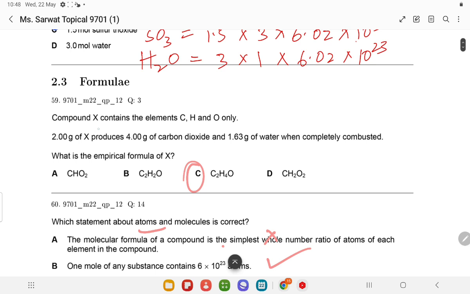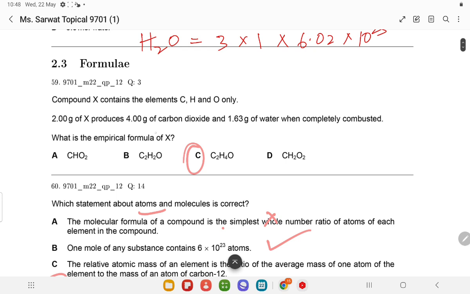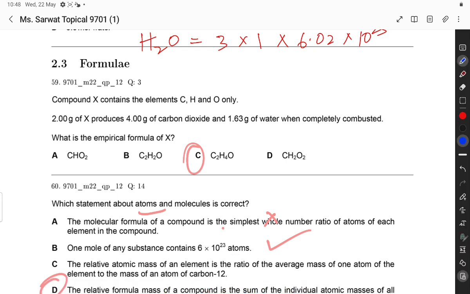So the next question is Compound X formulas. This is from March 22, question paper 1, question 3. Compound X contains the elements carbon, hydrogen and oxygen. This is a very simple question of calculating the empirical formula. 2 gram of X produces 4 gram of carbon dioxide and 1.63 gram of water. First of all, calculate the mass of carbon. So how to calculate the carbon in carbon dioxide?